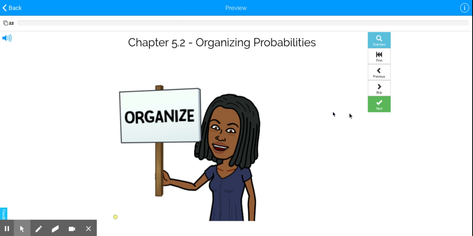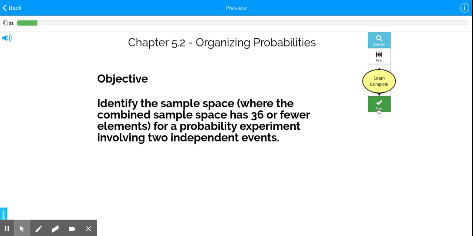We are now in probabilities. Okay, objective. Identify the sample space where the combined sample space has 36 or fewer elements for a probability experiment involving 2 independent events. That's what we'll be doing today.